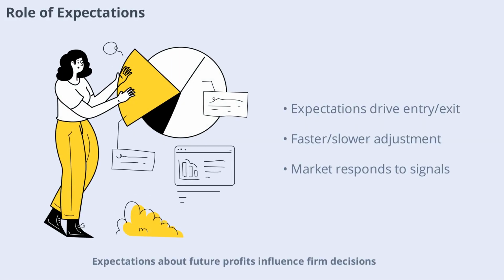Expectations about future profits influence firm decisions. If firms expect profits to rise, they may enter the market even before profits materialize. If they expect losses, they may exit early. These expectations can speed up or slow down the adjustment to zero economic profit.